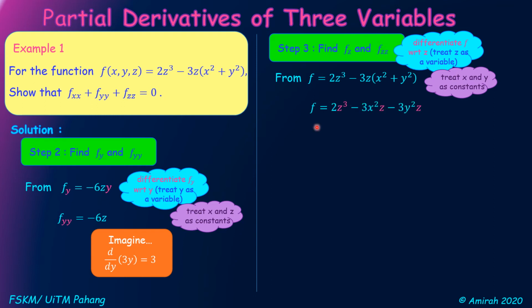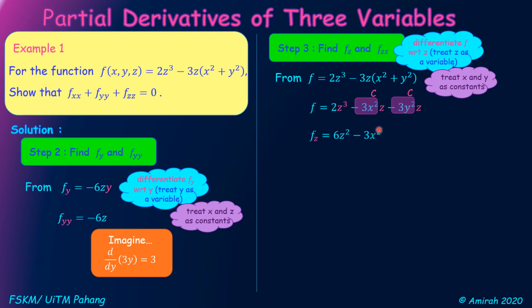Before that we can expand first. So we have f equals 2z cubed minus 3x squared z, and then minus 3y squared z. Now we treat z as a variable because we want to find fz. To avoid error and make it easy to differentiate, we can write variable z in different colors. We treat x and y as constant. So here we have x squared, which means this is constant. And we treat y as constant, so 3y squared here is a constant.